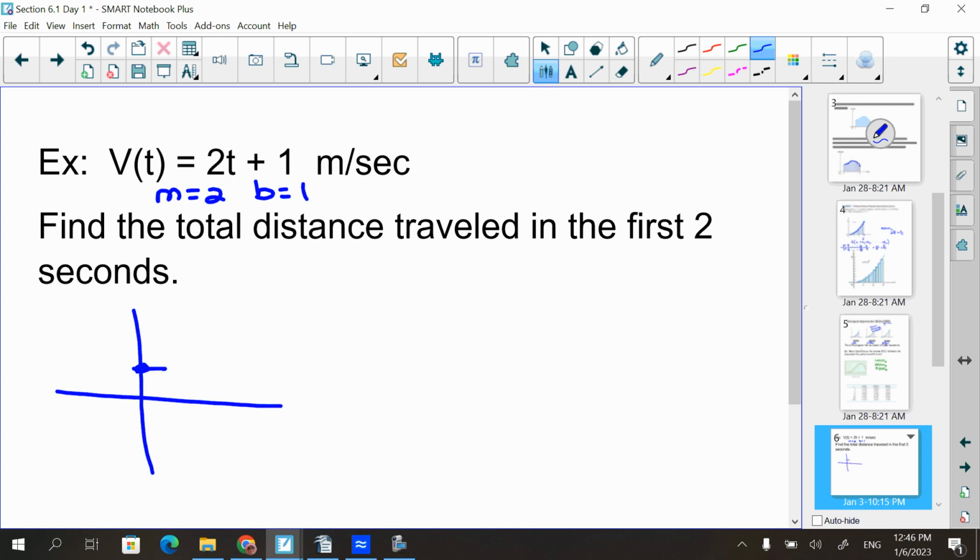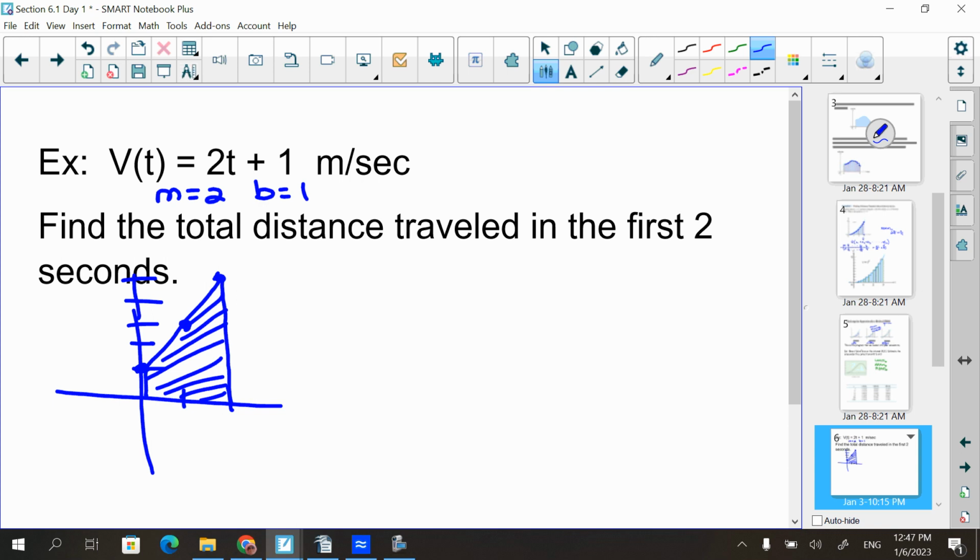So it's crossing the y-axis at 1. It's going up 2 and to the right 1. And then it's going up 2 again and to the right 1. And this is the area that they're expecting me to find right there. That area is representing total distance. The area under a curve represents total distance. I want you to walk out of here today being able to say that. Area under a curve equals total distance. Okay?